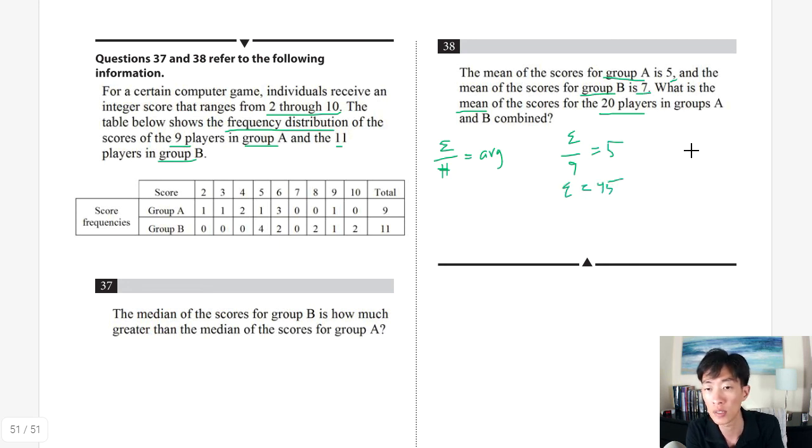Group B, it says the mean is 7. And we know that Group B has 11 students. So that means the sum of their scores is going to be 77. So now that we know the sum of both groups, we can find the new average. So this is going to be 45 plus 77, all divided by the total, which is 20. And when you do that, you're going to get about 6.1 on your calculator. And that's going to be the answer.